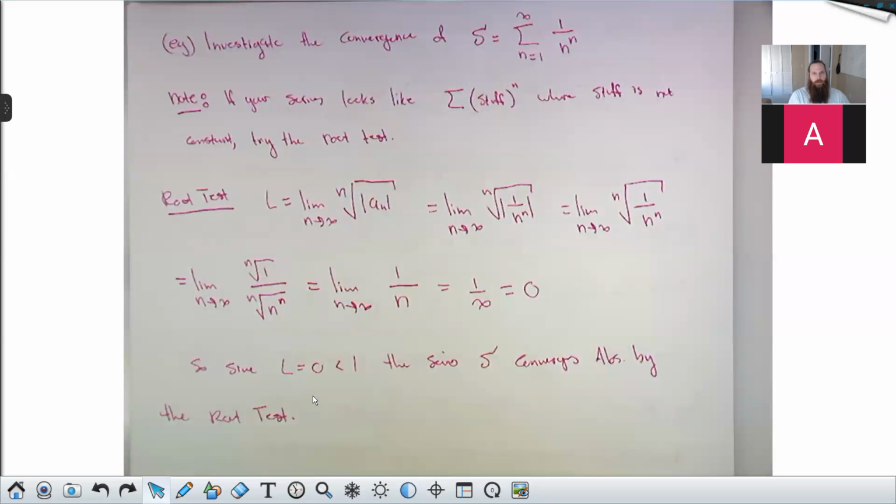The root test is fun. Again, you mostly want to apply it when your series looks like a bunch of non-constant stuff raised to the nth power. If you can rewrite or think of your series in that way, then the root test is a good idea.